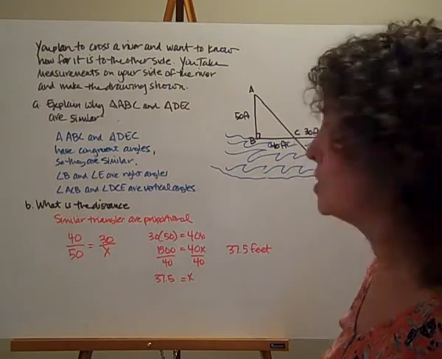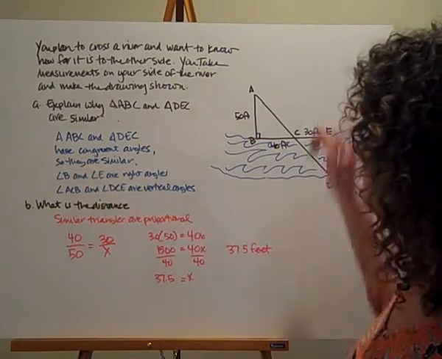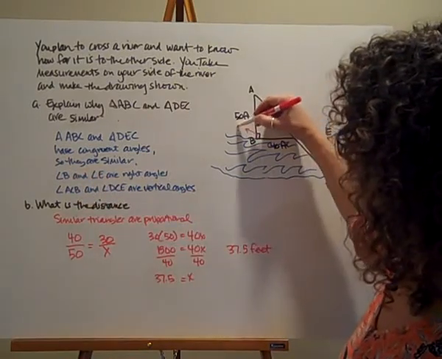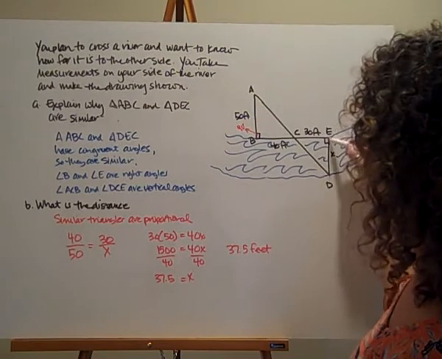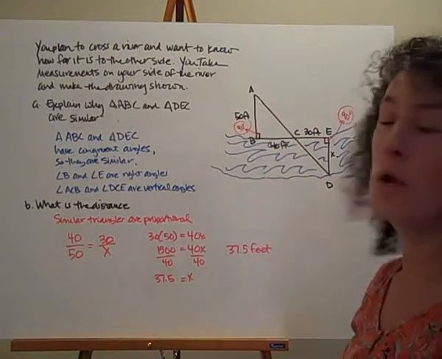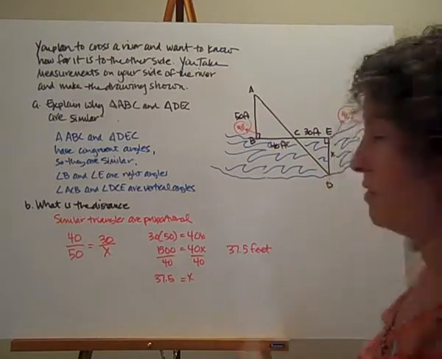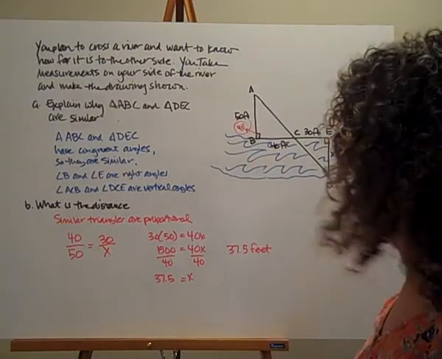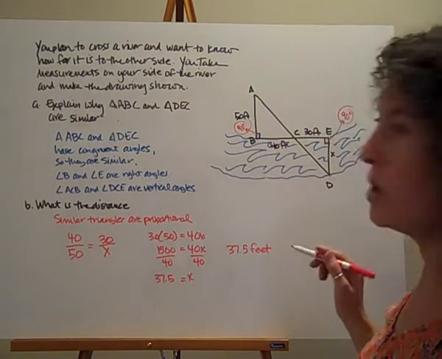What congruent angles do we have? So we have B and E, so this is a right angle, so that's 90 degrees. And this is a right angle, so that's 90 degrees. So I have two angles that I know are congruent. I've got one pair that works. These other angles over here I don't really know anything about.